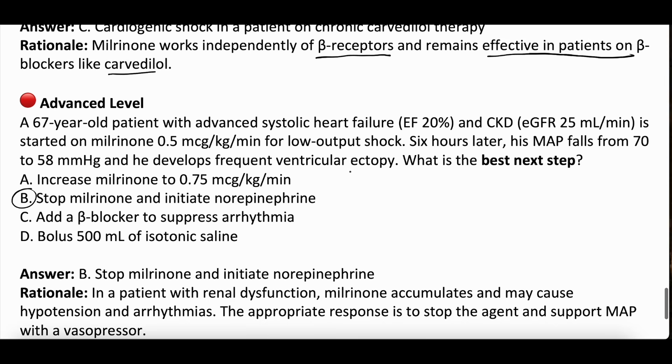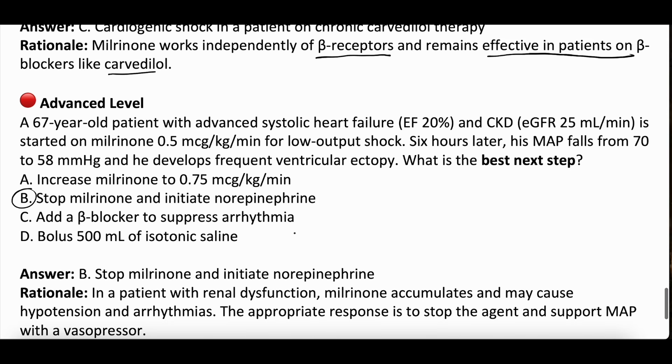Going through the other answers, A, increasing the milrinone, would just cause more hypotension and more ventricular arrhythmias, and there would be more milrinone accumulating while the renal function was poor. C, add a beta blocker to suppress the arrhythmia. Adding a beta blocker in this patient's case would actually make them worse because you would be trying to slow down their heart rate and you would be worsening their cardiac output in this patient in cardiogenic shock. You really want to avoid AV nodal blocking agents in patients in shock.